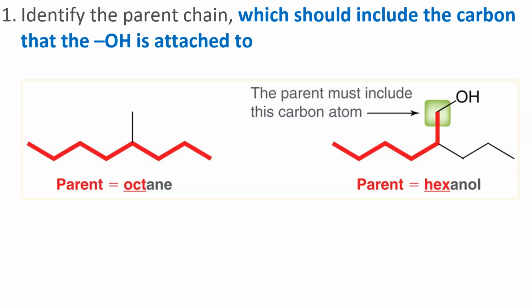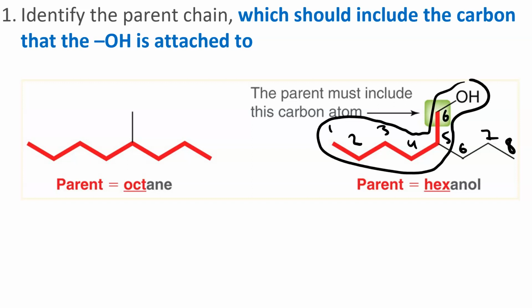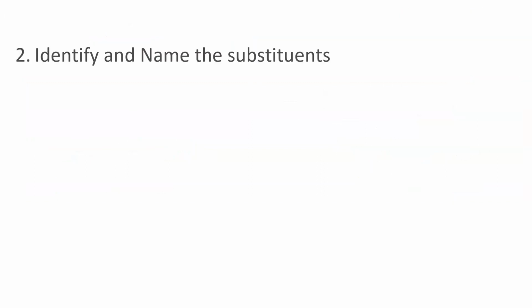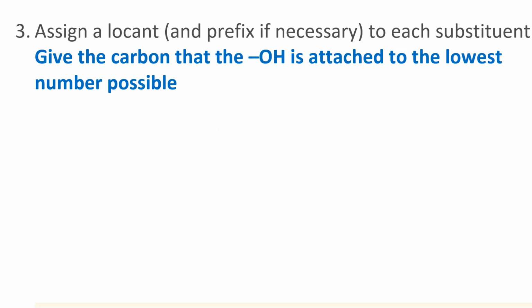So, even though the longest carbon-carbon chain here has 1, 2, 3, 4, 5, 6, 7, 8, the parent here is hexanol, because the longest chain that includes the OH group only has 6 carbons. Step 2, as always, is to identify and name the other substituents. Then you're going to assign a locant and a prefix to each substituent, and the carbon that is alpha to the hydroxyl group gets the lowest locant. It takes priority over anything else, even a double or triple bond.